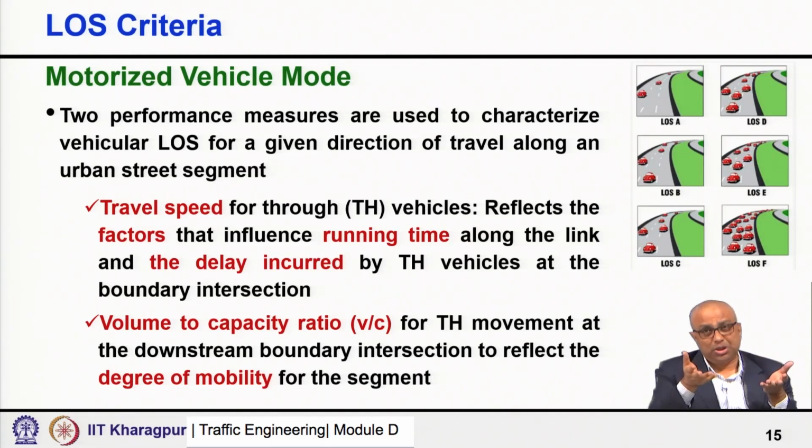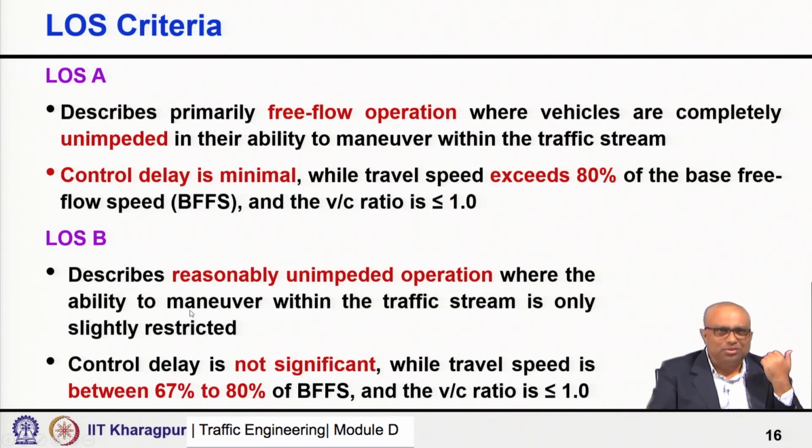Second, volume to capacity ratio for through movement at the downstream boundary intersection, to reflect the degree of mobility for the segment. How much is it loaded? Is it loaded more than the capacity or is it within the capacity? Because the effects are going to be very different. So, considering travel speed and volume to capacity ratio, 6 levels of service are defined as follows.